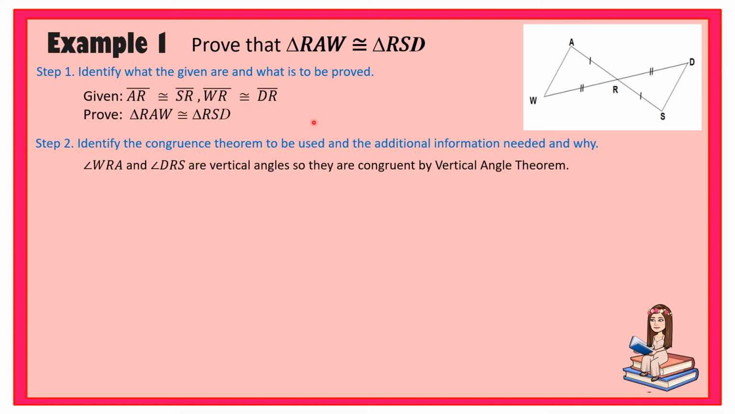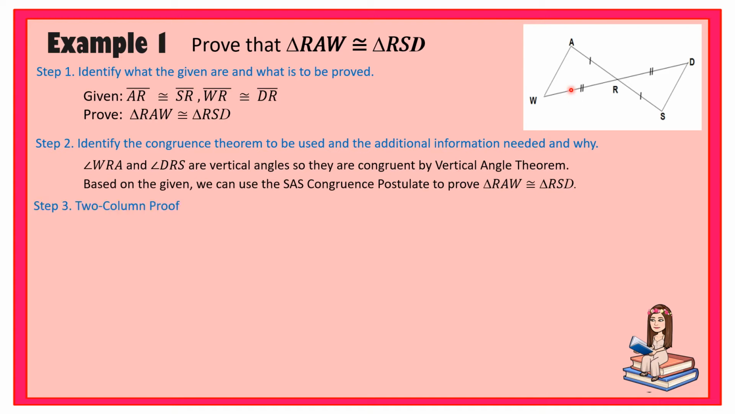Okay, ito na yan. Masasabi natin na yung WRA at yung DRS ay vertical angles. Di ba? Pag magkabaliktaran, they are vertical angles. And sabi ng vertical angle theorem na naaral natin before, they are congruent. O, yan yung isa sa mga possible na magamit natin. And then, based on the given, pwede tayong gumamit ng SAS, kasi meron tayong side, angle, side. Ayan na yung plan natin. Mabubuo na natin yung ating proof.